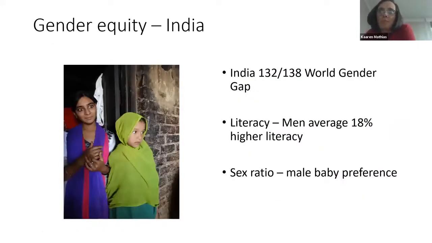The reason we were focusing on gender relations with a focus on young people is that there are really huge inequities related to gender in India. It's 132nd in the World Gender Gap Report. Right across India, but particularly in the northern states, there's a huge difference in literacy rates. And there's also, I guess, the termination of pregnancies focused on females, so there's a quite disproportionate ratio of males to females.